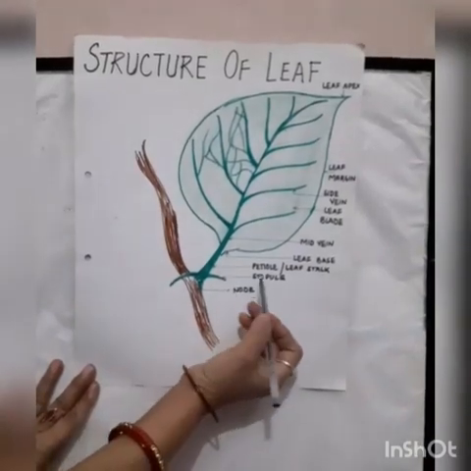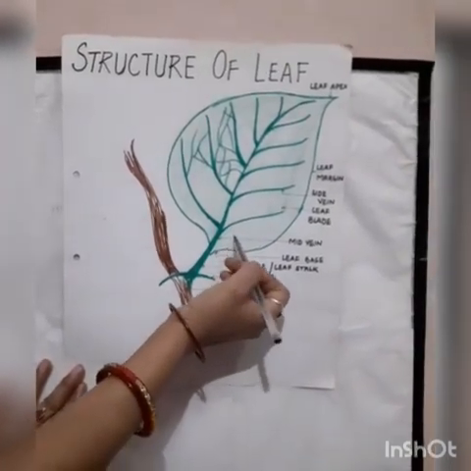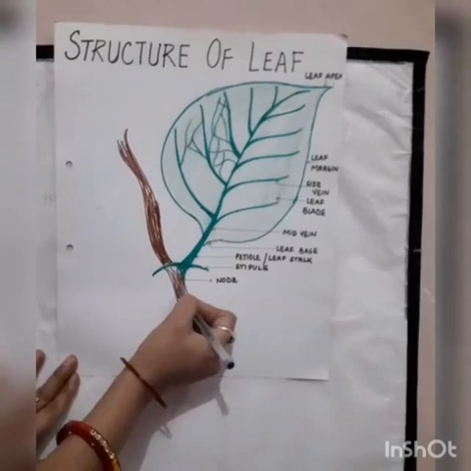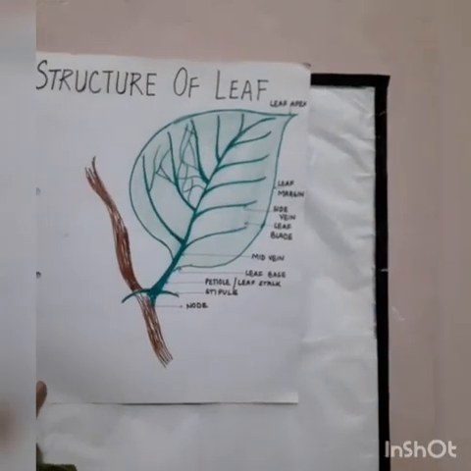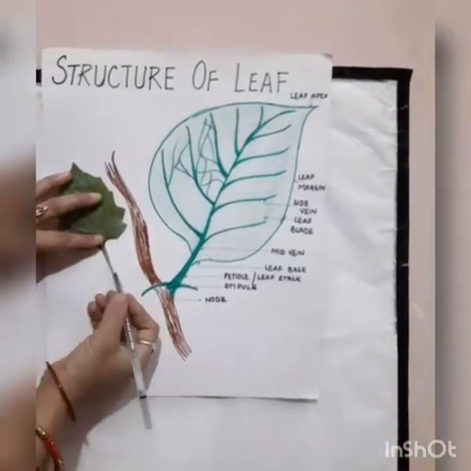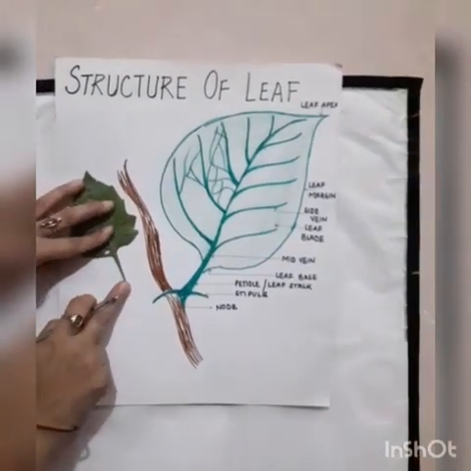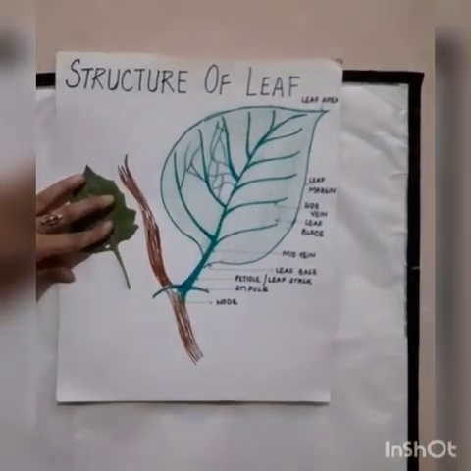Now just now I told you the function of the petiole is to attach the leaf to the stem. Now I am telling you sometimes the leaves have petioles and this type of leaf is known as petiolate leaf and sometimes these petioles are absent.